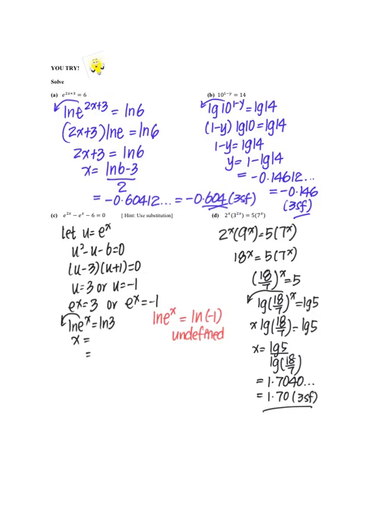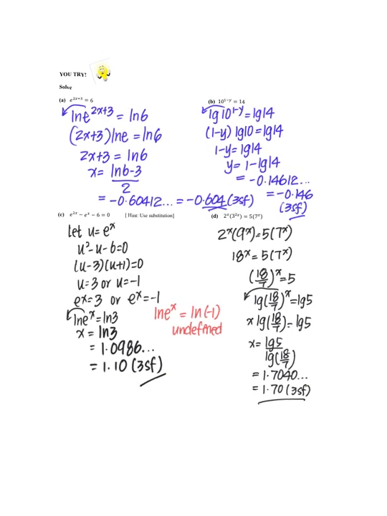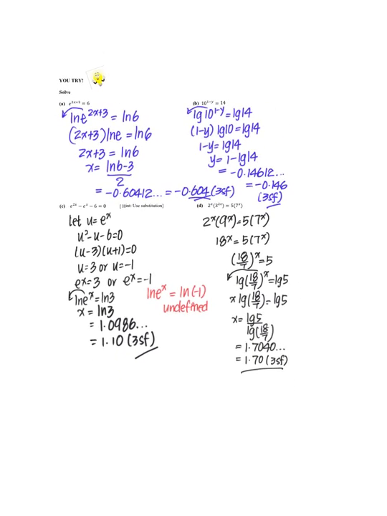Hang on, let me change the ln 3. ln 3 is actually 1 point something, 1.0986, so it's 1.10, 3SF. Can you check and see whether you have got them correct? Any questions? Please let me know.